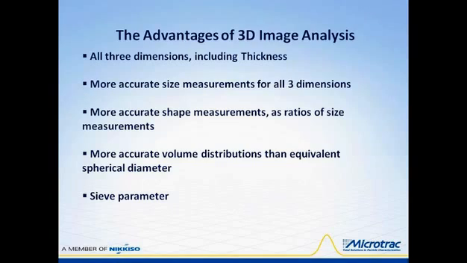This means that shape measurements are also more accurate, as most of them are calculated from the ratios of size measurements. And in 3D mode, individual particle volumes can be calculated as the product of length, width, and thickness. And finally, a new sieve parameter algorithm uses 3D data directly to calculate and report the correct historical sieve data as it was reported before, without the need to go through a tedious correlation function measurement and calculation.